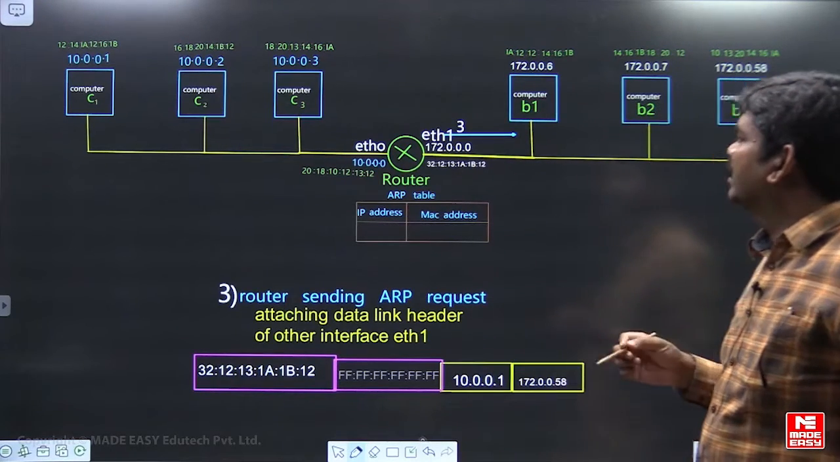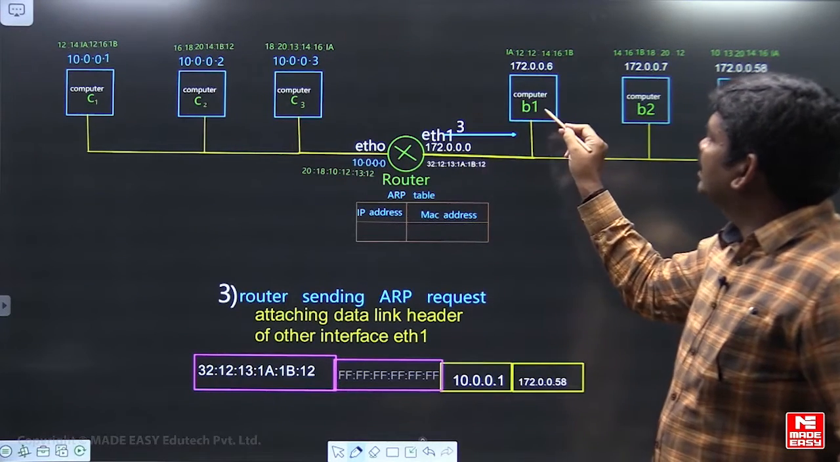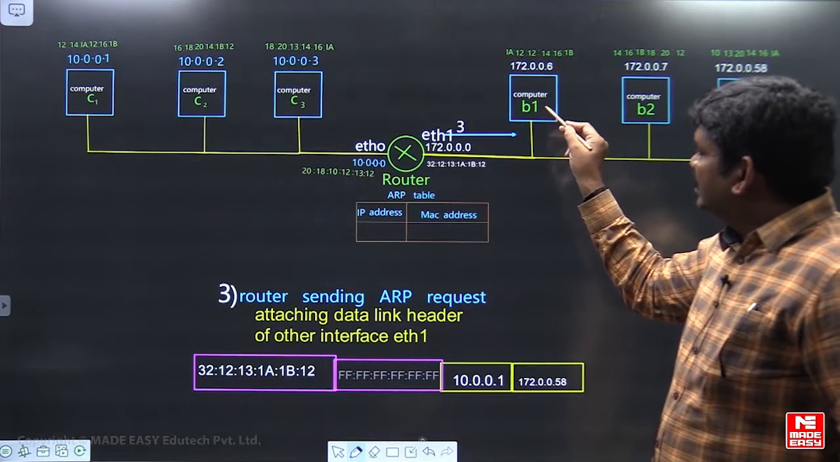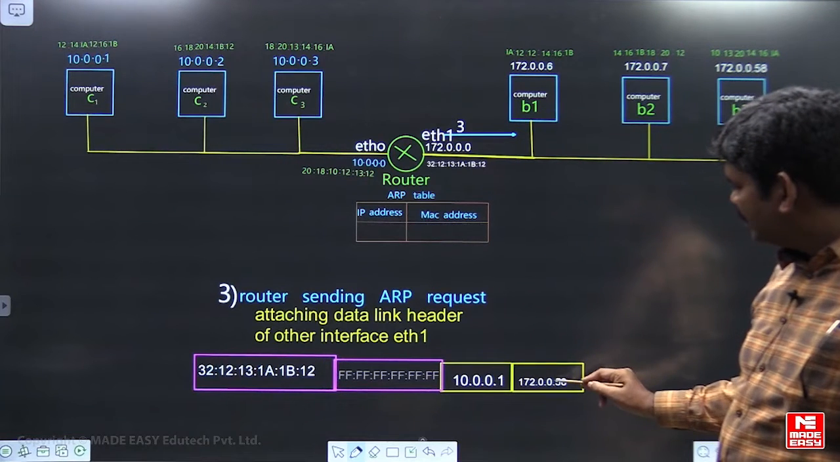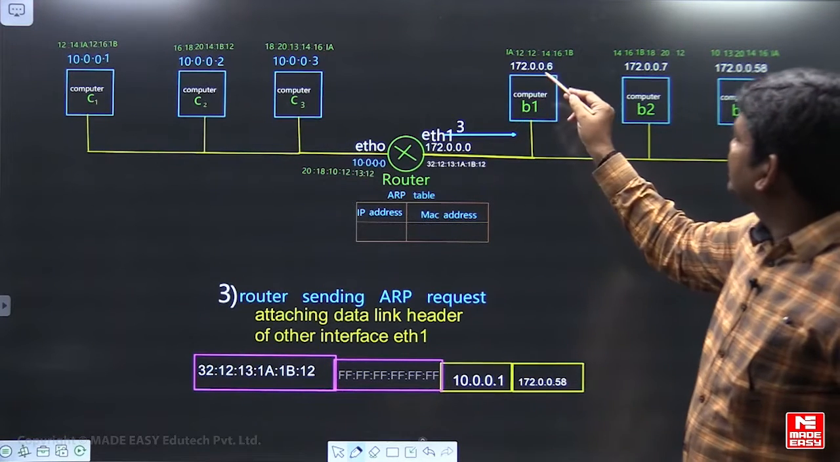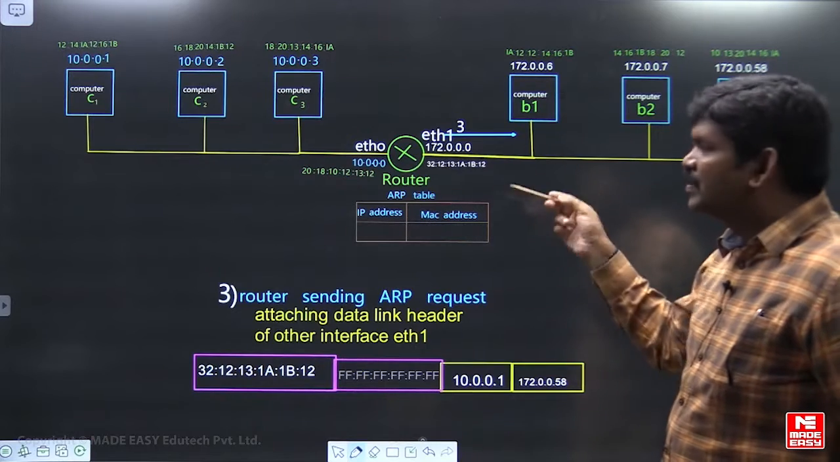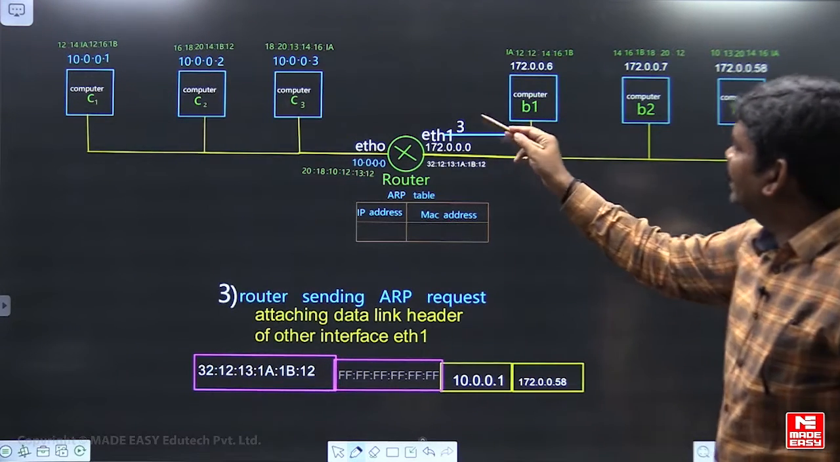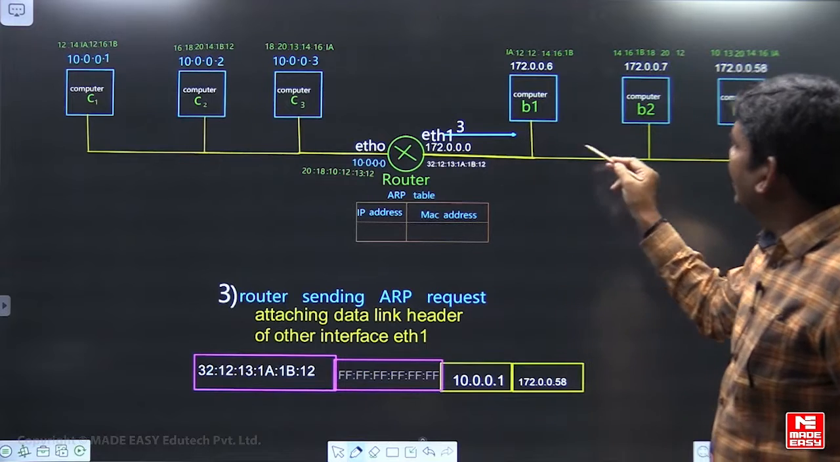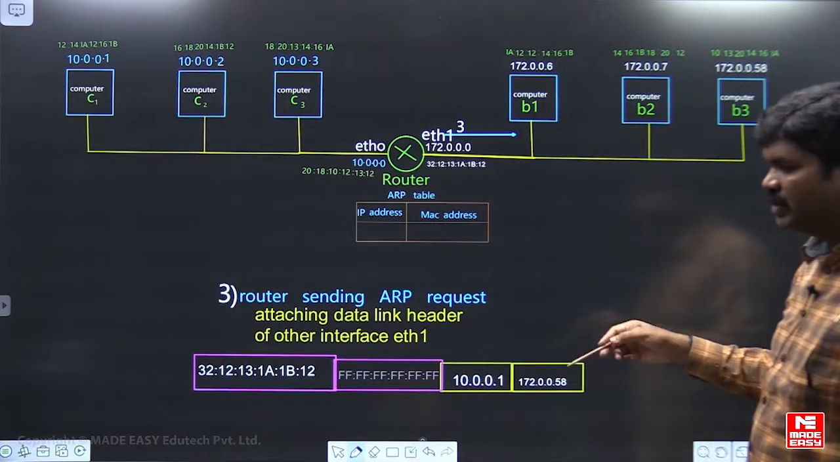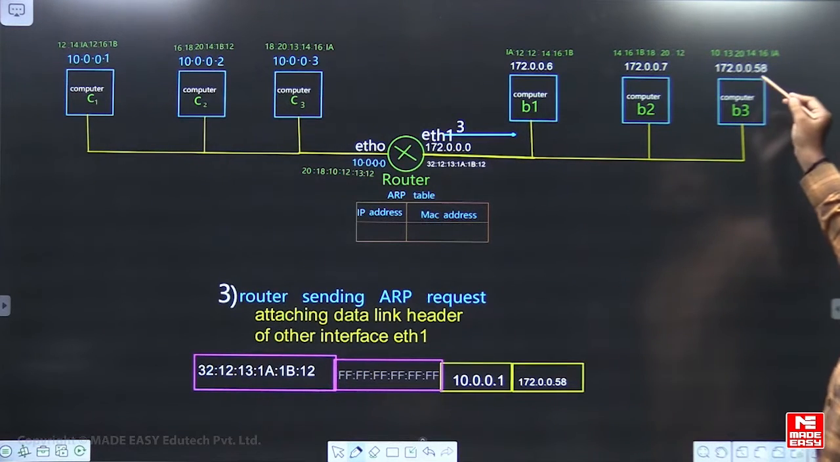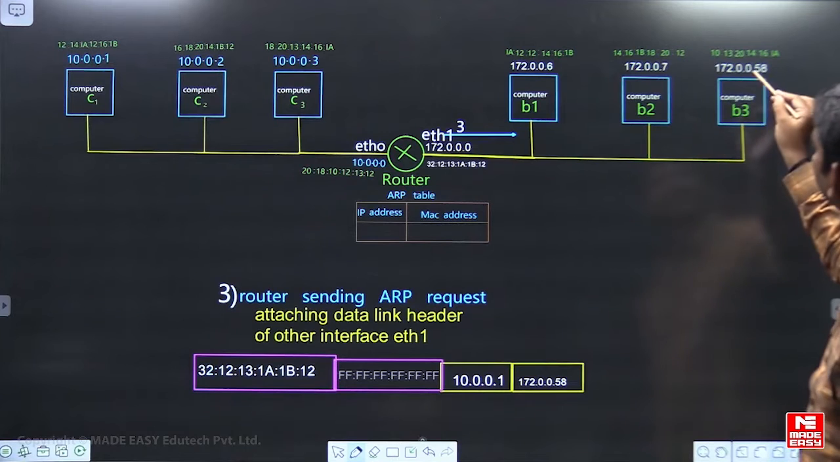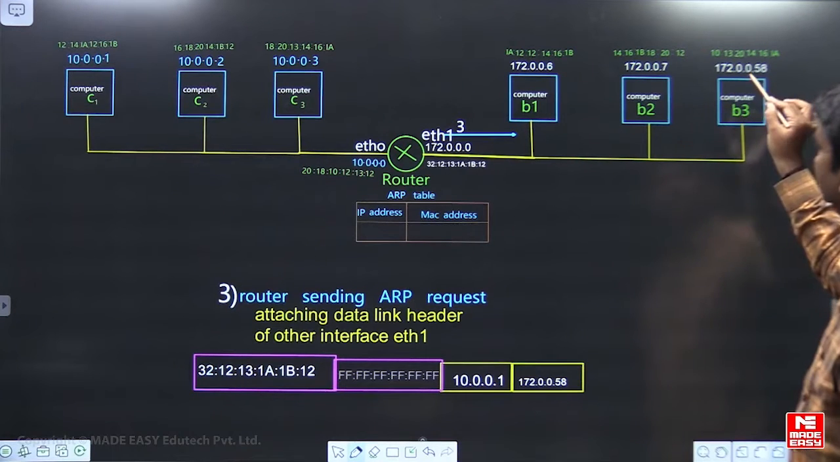What is the situation? Once it came to this computer, you can see the destination IP is 0.0.58, but it is 0.0.6, mismatching. So it will not give a reply called ARP reply. I am talking about the third case. The packet will come, IP is mismatching, no reply. Now here you see, this IP is matching. It is very clear, this IP is matching.